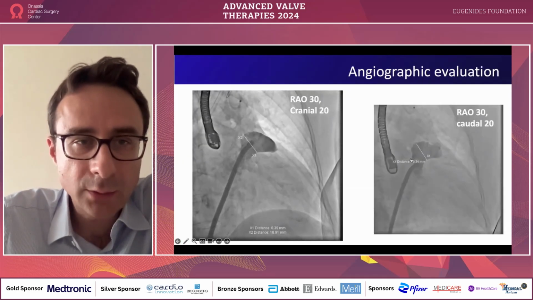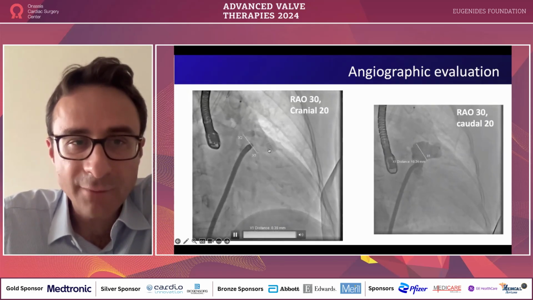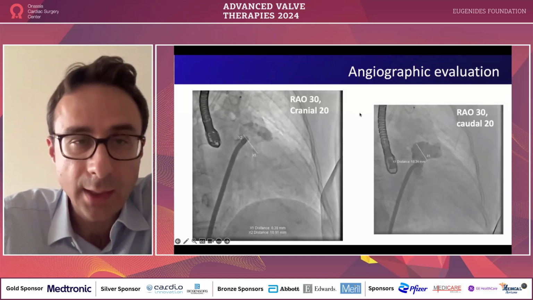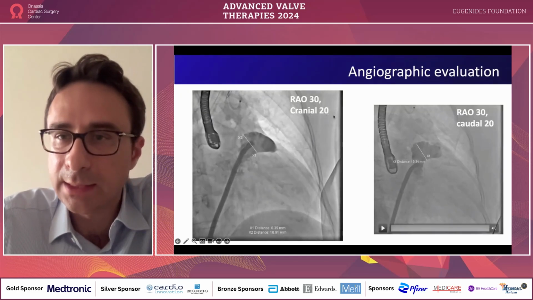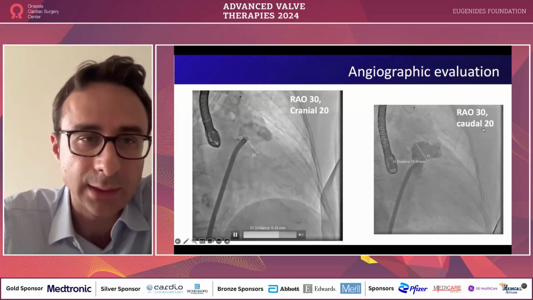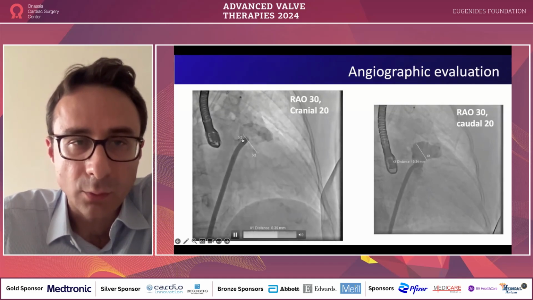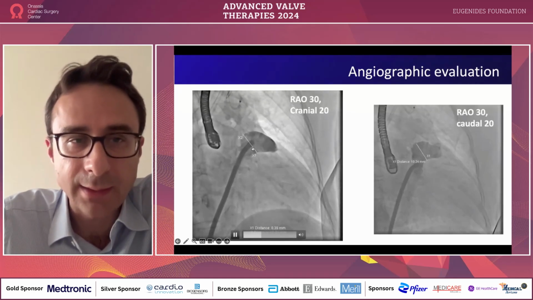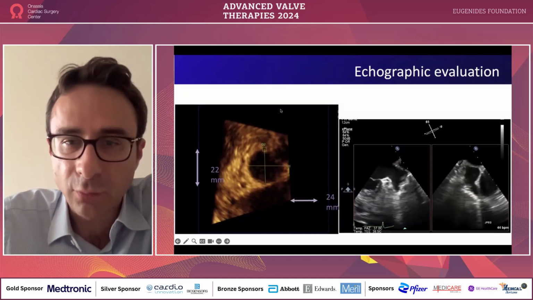anatomy. Coming back to the case, here you can see the angiographic views, the two that are usually considered the standard views: RAO 30 degrees, cranial 20 degrees, and RAO 30 degrees, caudal 20 degrees. We can see how our delivery system is well aligned with the ostium of the left appendage. In this case, the landing zone measurement was 21 millimeters, utilizing fluoroscopy.